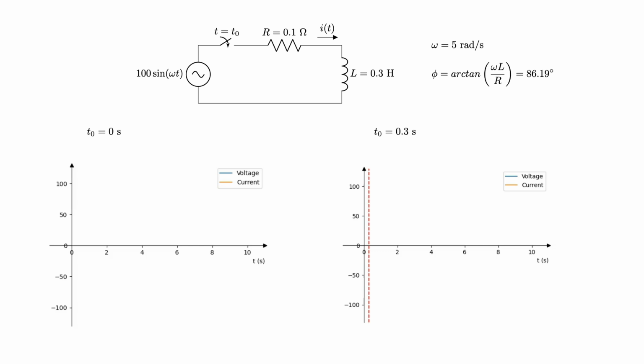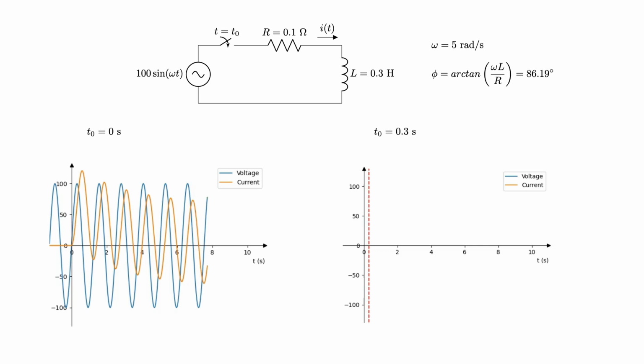Now let's look at the example with some numbers. I have an RL circuit with such parameters, and let's see what I get when I turn on the switch at t equals 0. I have a high value of current during the initial phase of the transient due to the exponential term. This current increase may cause a problem if the circuit is not designed to tolerate a high current.